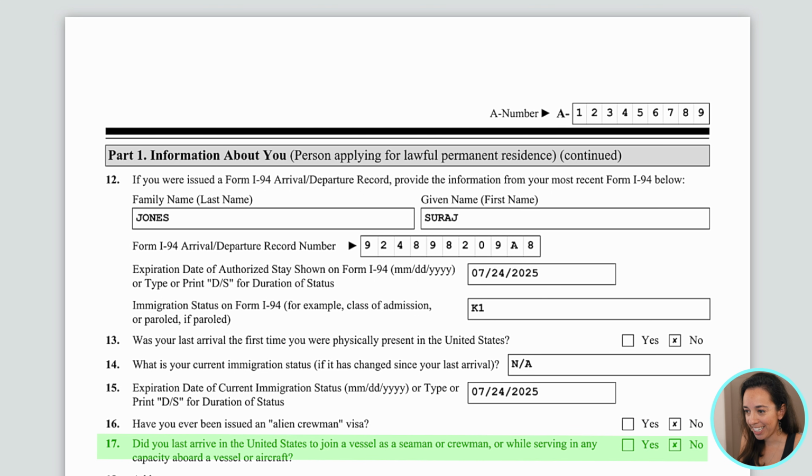Similarly, question 17 asks, did you last arrive in the United States to join a vessel as a seaman or crewman? And we checked no, as we entered on a K1 visa.